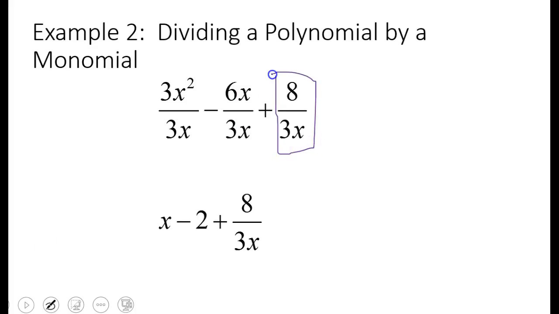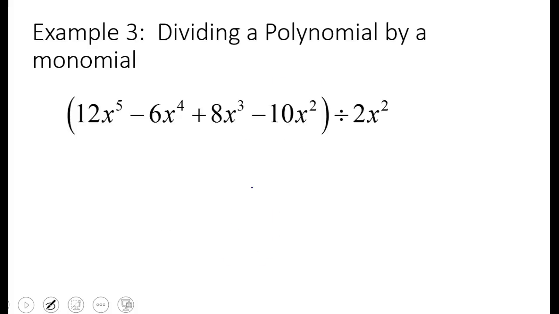is 8 over 3x. 8 isn't divided evenly by 3, and there's no x's to reduce, so I just leave that again. I know it might look funny, but you just leave that as it is if you were asked to simplify or to do the division, basically. You might not be asked to simplify this one, but the instructions would likely be divide.